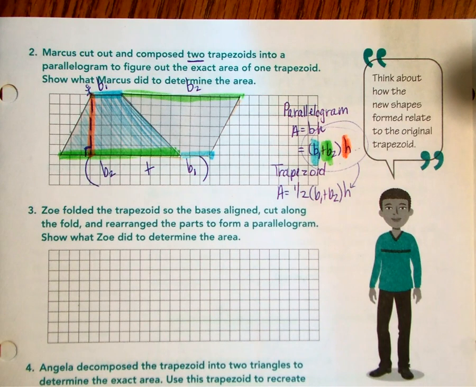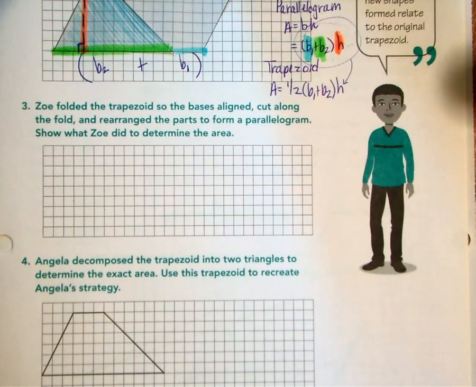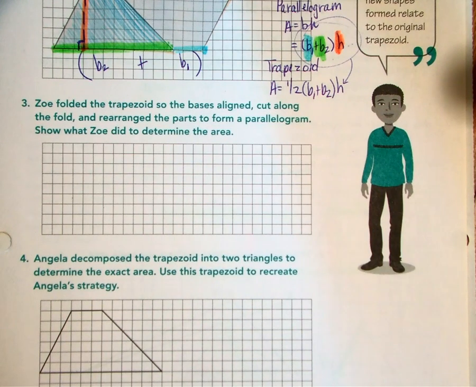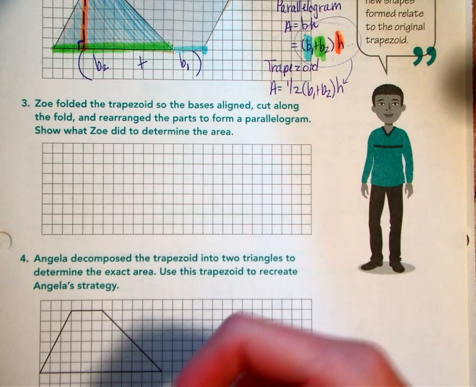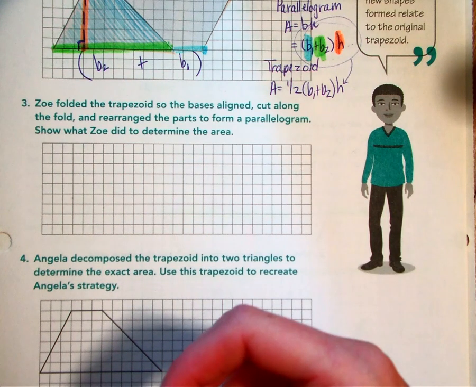So that's one fun way to think about the formula. There's actually another, which is cool too. So maybe your brain grabbed onto this one and you're good. The next one is fun either way because I've only seen it a couple times. So Zoe takes a trapezoid, what does she do? She folded the trapezoid so the bases align, cut along the fold, and rearrange the parts to form a parallelogram.